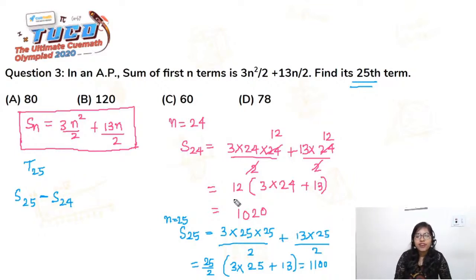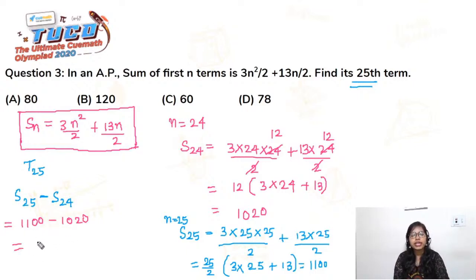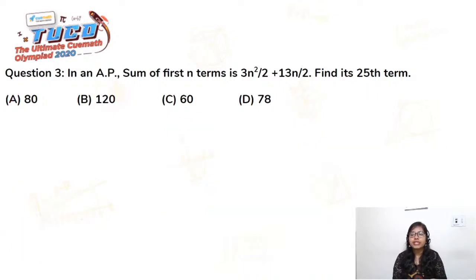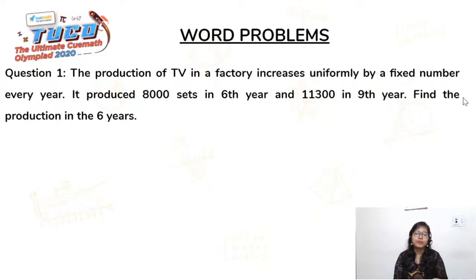So we have got S25 and S24, and from here we are going to subtract the two values. 1100 minus 1020 is going to give us 80. So 80 is the result, which is option A. I hope this was clear to all of you. Your general calculations have to be strong. You have to understand basic things, such as getting the 25th term is the same as subtracting the 24 term sum from the 25 term sum. All right, with this, we are going to start with the word problems now.